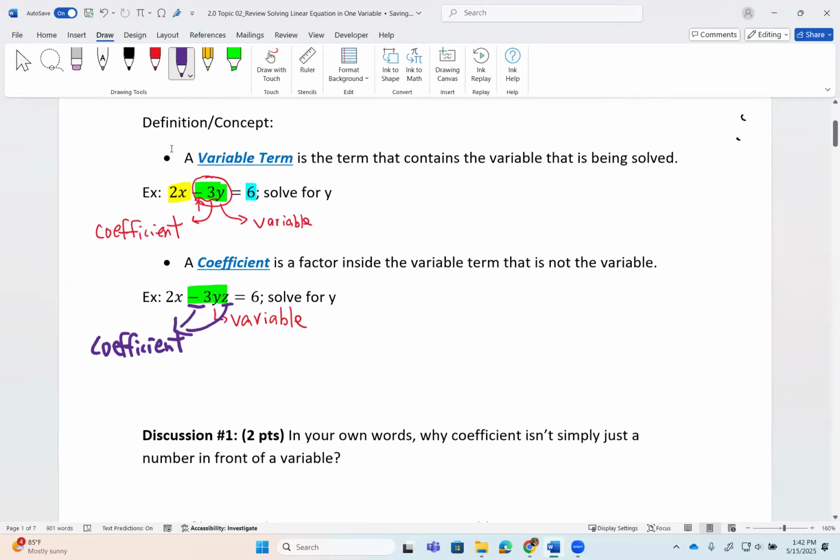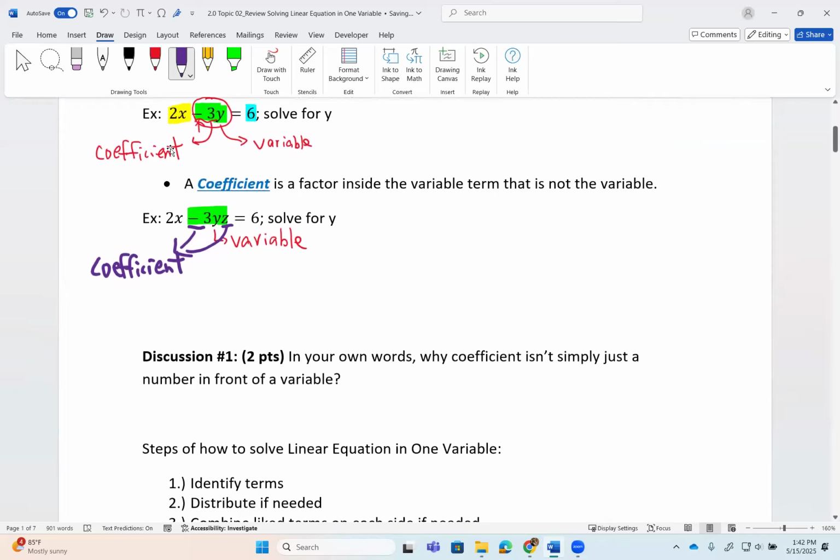All right. So this is one of the discussion questions. In your own words, tell me why a coefficient isn't simply just a number in front of the variable.